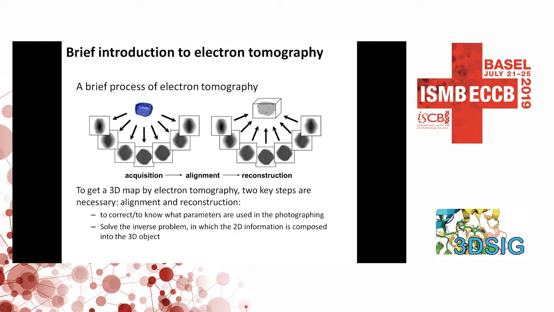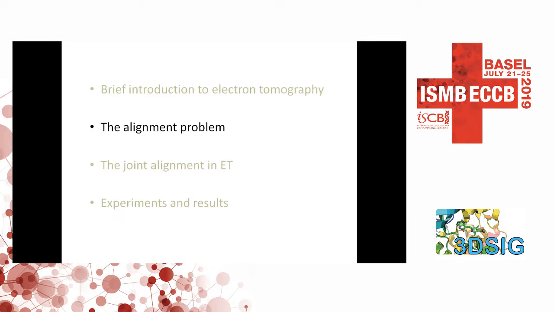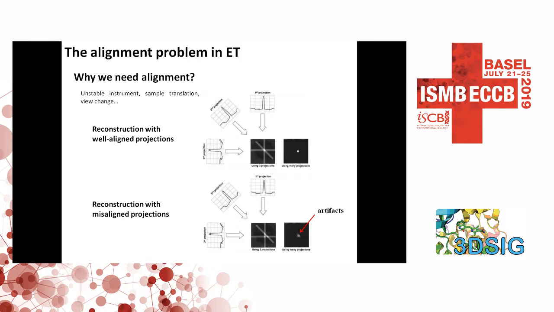What we should do is alignment and reconstruction. Alignment is to correct the parameters used in photographing. Sometimes the machine will not be so robust, so we may get wrong parameters of the projections, and we should fix them. Then in the last step, we solve the inverse problem, from the 2D information to the 3D information. Today, my topic is focused on the alignment problem.